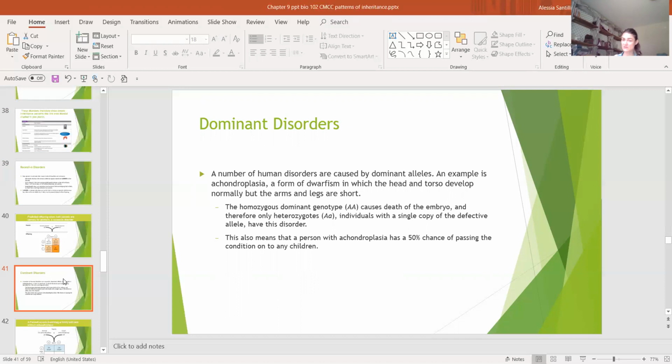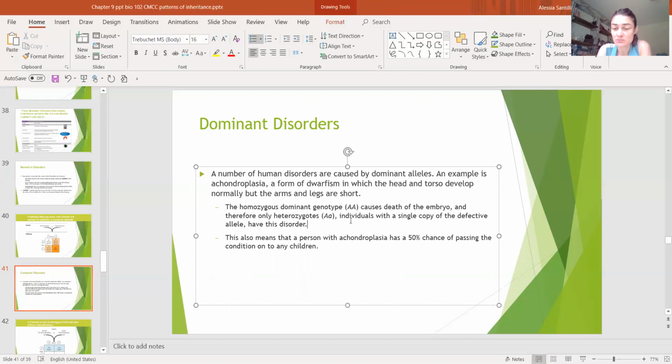With dominant disorders, this is basically a genetic disorder that comes about if you have the dominant allele for this particular gene. So an example is achondroplasia, which is basically dwarfism, where your head and torso develop normally, but the arms and legs are short. And here a homozygous dominant will give you achondroplasia, or heterozygous, so one dominant and one recessive. This also means that if you have achondroplasia, you have a 50% chance of passing it on to your children.